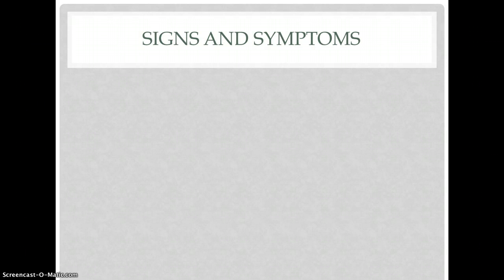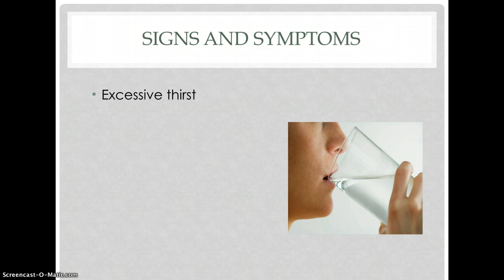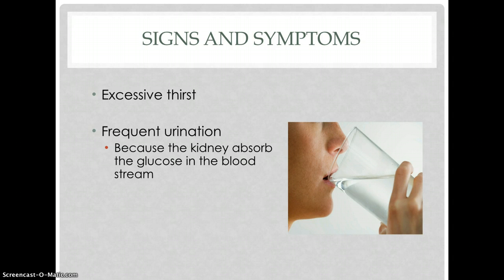The signs and symptoms of diabetes type 1: excessive thirst. Now, excessive thirst can be caused by many factors, such as exercising or being out in the sun. But in this case, there's just no satisfaction after consumption of water. Frequent urination, because the kidney absorbs the sugar in the bloodstream.